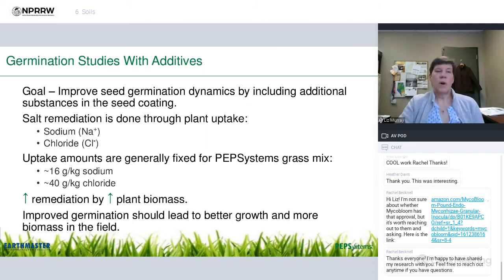So what we wanted to do was look at some additives to see if there was a way that we could improve biomass production. This would be useful in high salt conditions, not only for remediation, but also if you're looking to revegetate a particular area that had elevated salinity, then you could look at using a bacteria to give it a better chance of establishment and survival. So we're looking at salt remediation through plant uptake. We know that salt is fixed, and we know that the only way that we can increase remediation through plants is by increasing biomass.